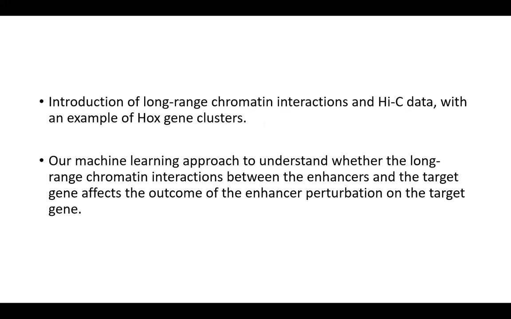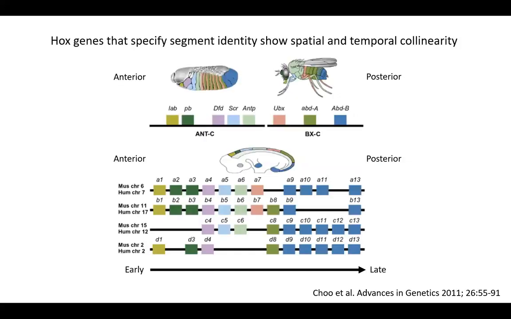And then in the second part of the talk, I'm going to introduce our lab's approach to use machine learning to understand whether these long-range chromatin interactions between the enhancers and the target gene affects whether there is a functional relationship between the enhancer and the gene or not. So let's start with the Hox genes.